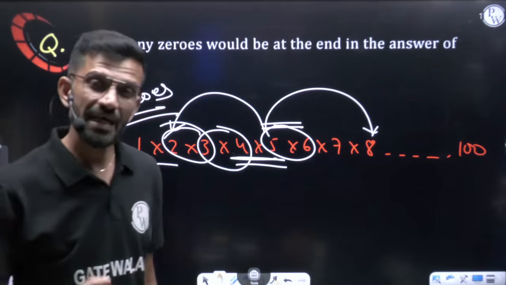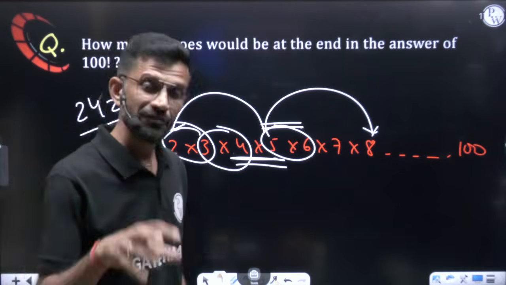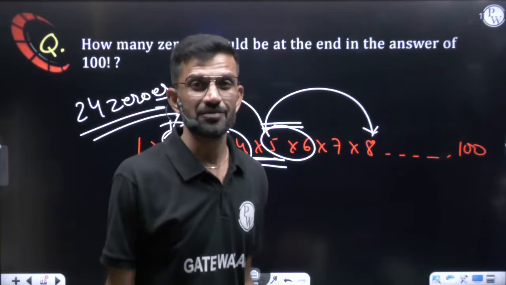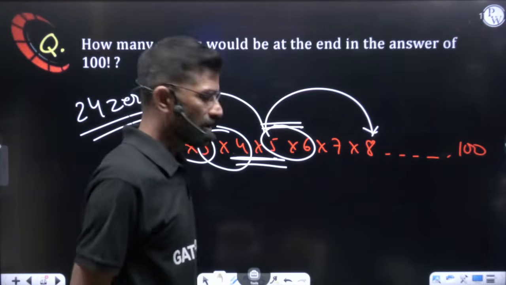So here, in the answer of 100 factorial, how many zeros will come at the end? For that, we have to find how many 5s are hidden in 100 factorial. And 5 is a prime number, so the shortcut is valid. What is that shortcut? Let us understand. In 100 factorial, how many 5s are hidden?